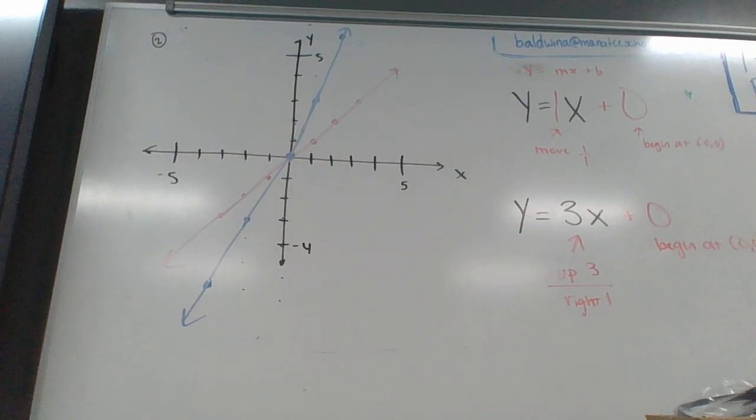So I've now reviewed with you guys. The slope is the number in front of x, representing the rise over run. The constant at the end is the y-intercept, and that's where you begin. If there is no number there, you begin at 0 and then do rise over run. Okay? Number 3 is really the most important one. It's going to show the most growth as far as your learning goes.